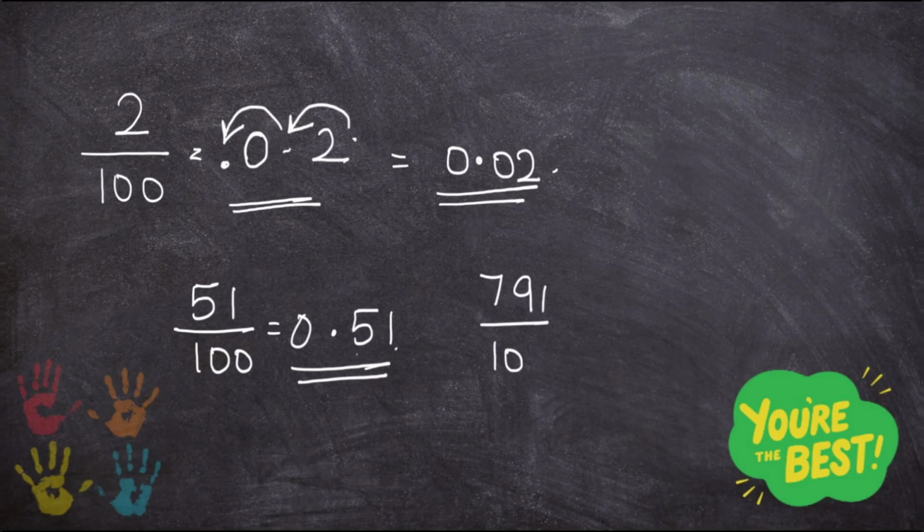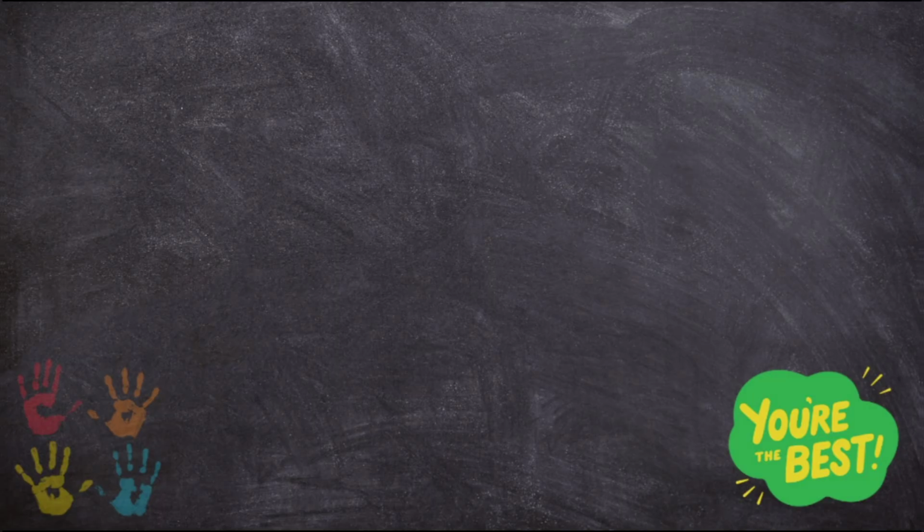791 upon 100. 791 I wrote. How many zeros? 2 zeros. Skip 2 digits from the right, 1, 2, and put the point. So the answer is 7.91.